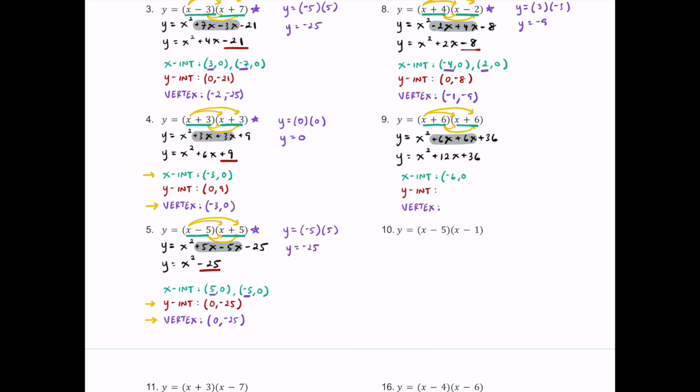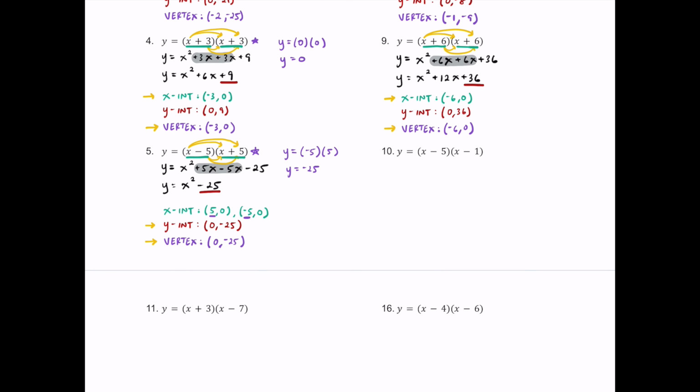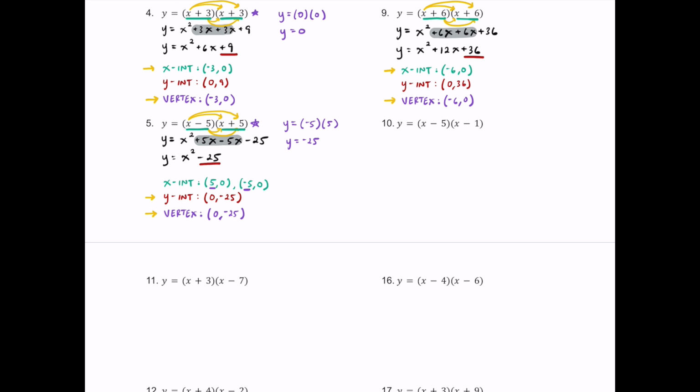Remember, for this one, we're only going to have one x-intercept because the binomials were identical. And remember from earlier when this had happened, halfway between -6 and -6 is still just -6. And if x goes in for -6, then y should still equal 0, so you don't have to think too much about that. Let's try one last one on this page here, number 10.